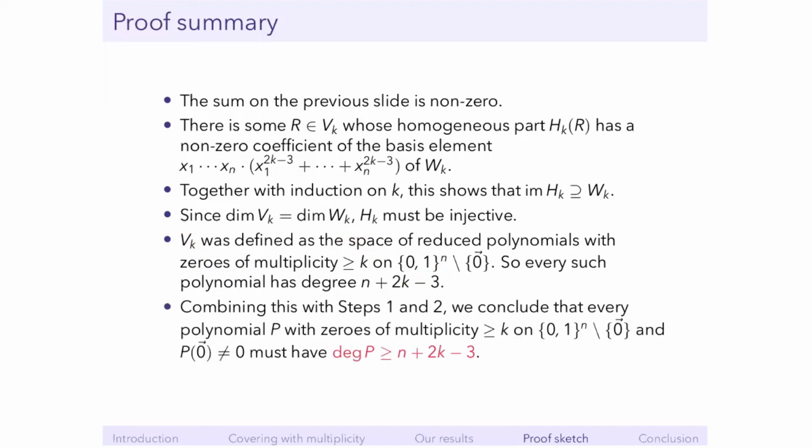And then we combine this again with steps 1 and 2 of the proof. So step 1 was this reduction, that any polynomial yields a reduced polynomial. And step 2 was this fact that if I give you the values of a function and all its derivatives up to some order on the hypercube, that has a unique representation as a reduced polynomial. So combining this fact about reduced polynomials with steps 1 and 2, we're able to conclude the thing we wanted to prove, which is that every polynomial that vanishes to multiplicity at least k outside the origin while not vanishing at the origin must have degree at least n plus 2k minus 3. And so, yeah, that's everything we wanted to prove.